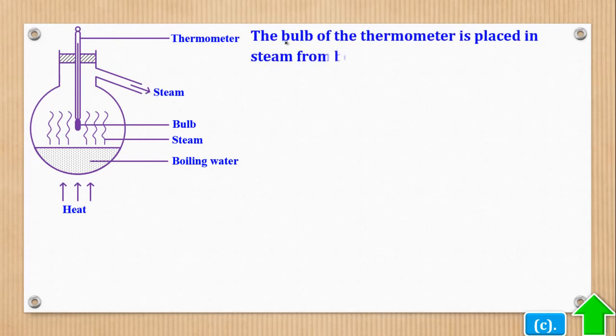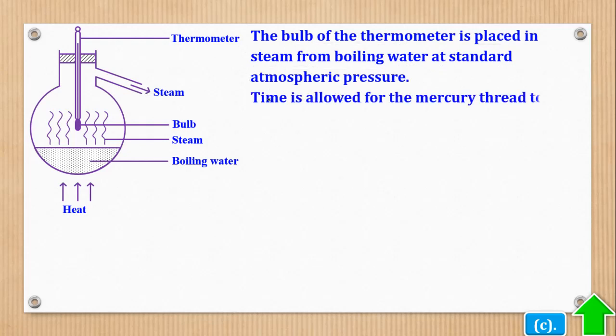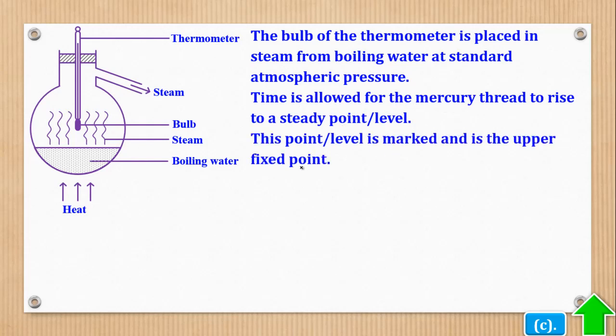So we shall start and say that the bulb of the thermometer is placed in steam from boiling water at standard atmospheric pressure. Now this word has to be seen, standard atmospheric pressure. Then time is allowed for the mercury thread to rise to a steady level. This level is marked and is the upper fixed point, as simple as that. So this experiment has to be as brief as possible. Don't try too much.